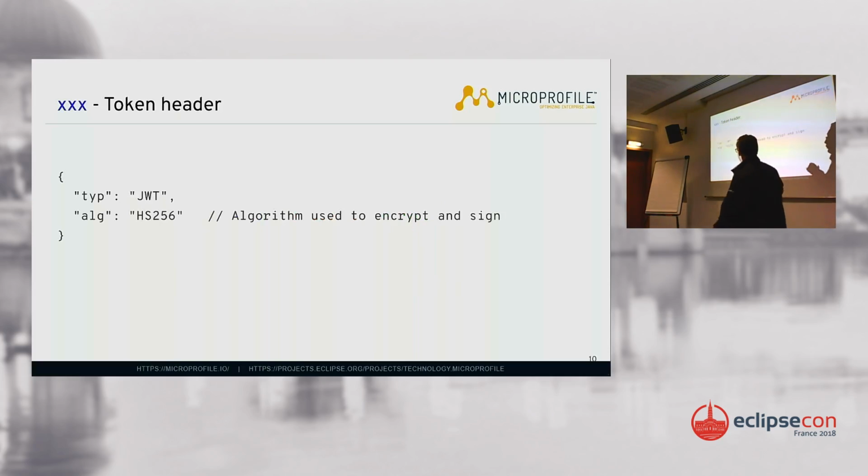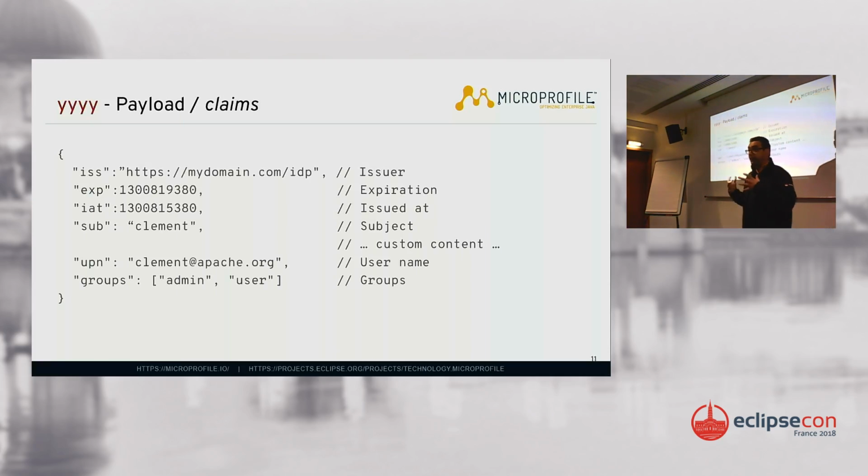The header contains the type, which is JWT, and the algorithm that is used to verify or decrypt your token. Here it uses HMAC with SHA-256, so it just enforces integrity. Then you have the payload. The payload contains claims. That's what they call them. They define in the spec a couple of them.